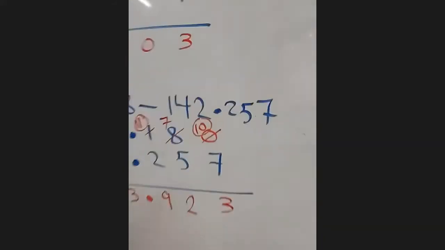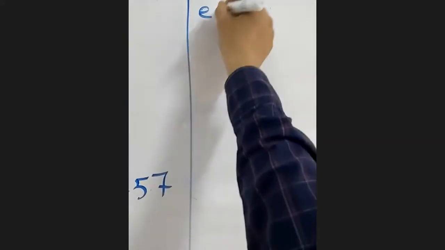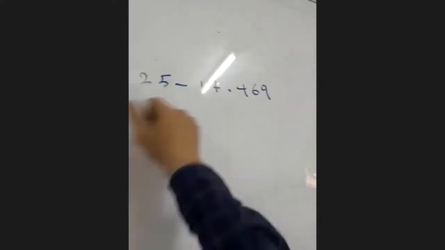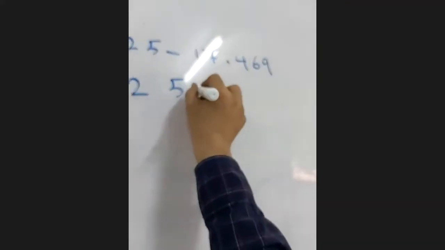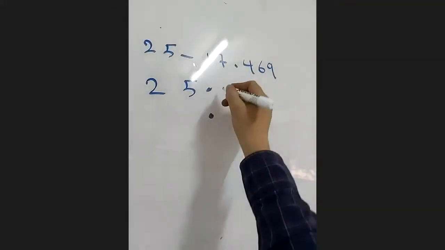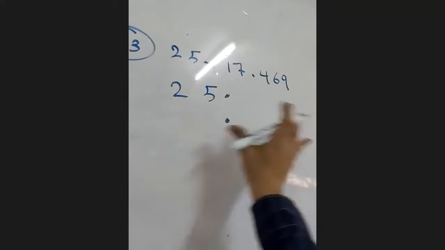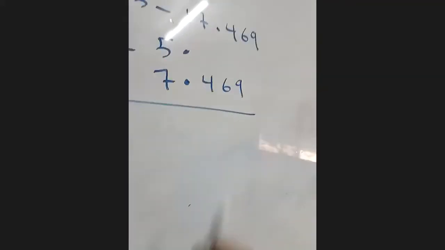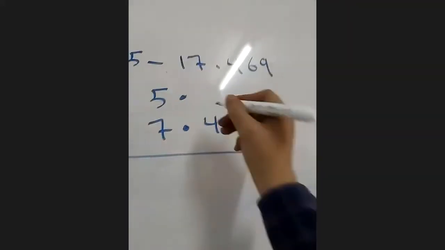So let's go to example 3 together. Example 3, page 146. We have 25 minus 17 decimal 469. Now, the 25 has no decimal, and this number has a decimal. So we put a decimal after 25, align the second digit to know how many zeros we need. So here I need 3 zeros. I fill them with zeros.